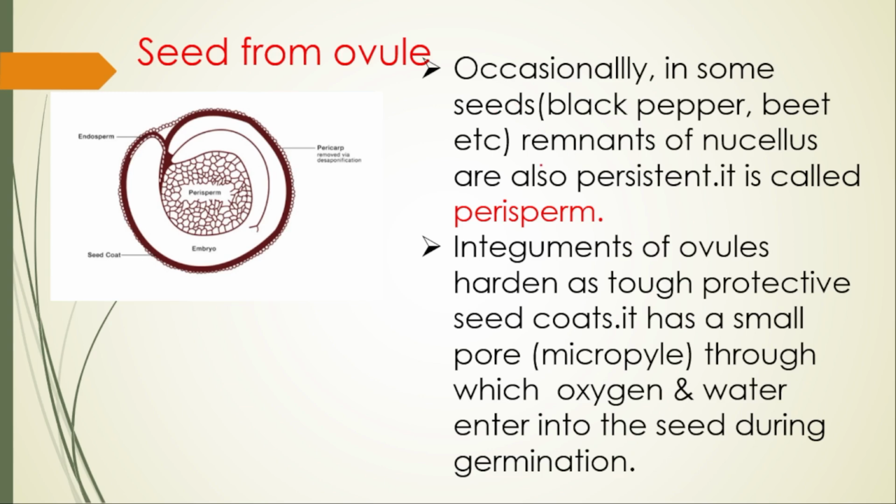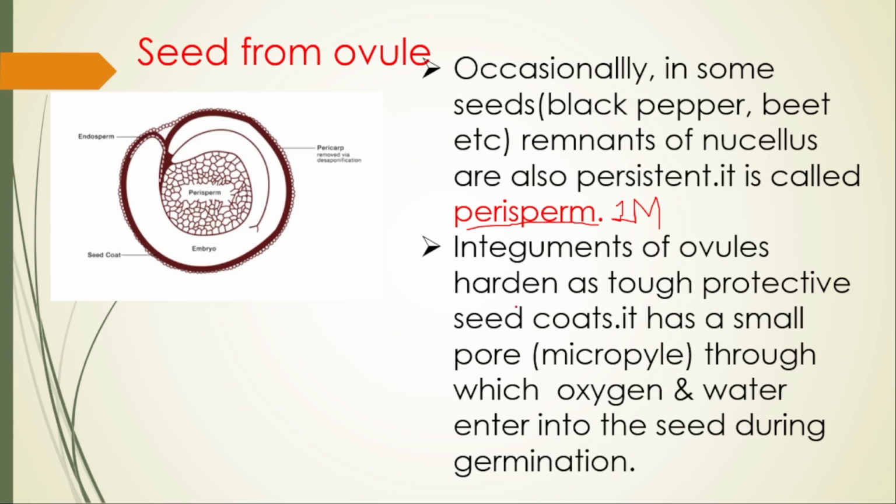Occasionally in some seeds, there will be a remnant of the nucellus. Remnant means leftover of the nucellus will be there, which is called what? Perisperm. Persistence means present. Now if in a seed the nucellus is present, then it is called what? Perisperm. It is already asked many times, and even for the theory there may be chances of asking for 1 mark.